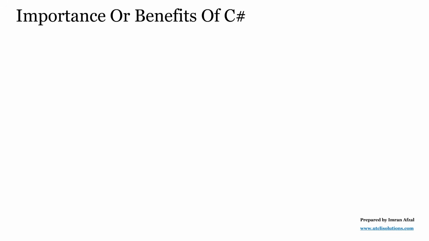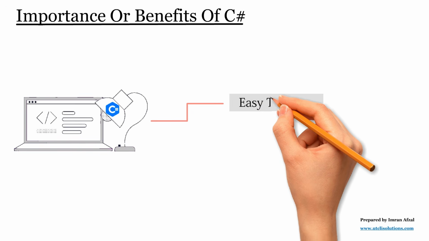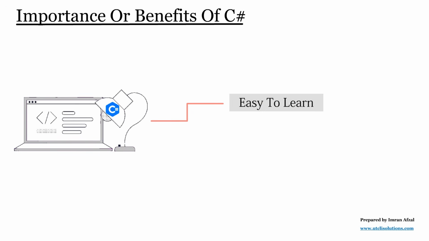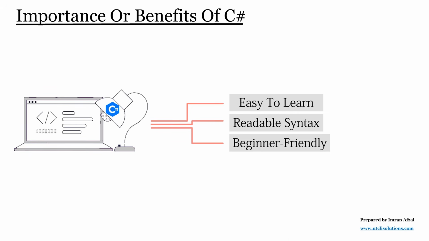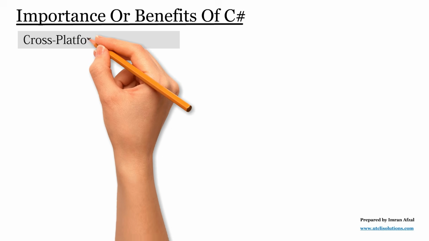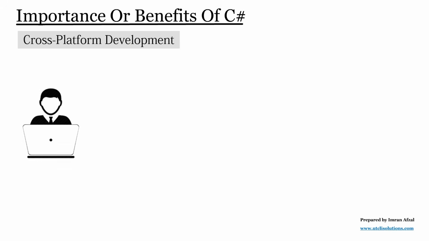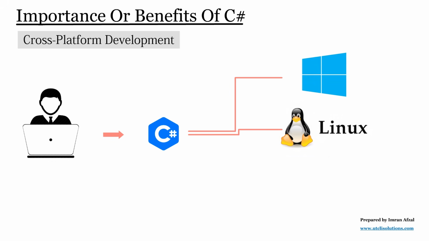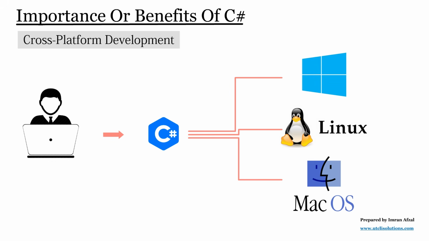Hey folks, in this lecture, we will explore the benefits of working with C Sharp. The first benefit of C Sharp is its ease of learning, because C Sharp has simple and readable syntax, making it beginner friendly. Then cross-platform development. Developers can use C Sharp to build applications for Windows, Linux, and macOS.